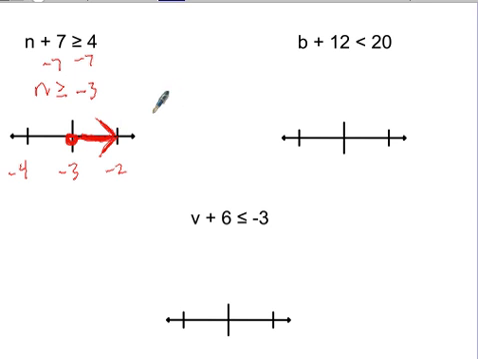Don't let the negatives confuse you. Set builder notation looks like: the set of all numbers n such that n is greater than or equal to negative 3. Right?